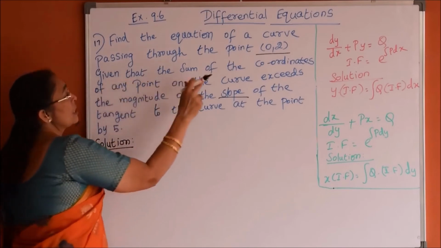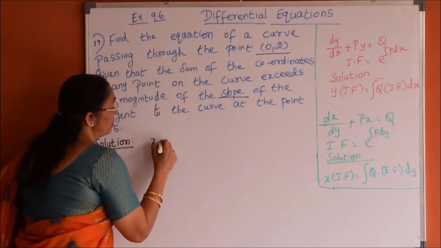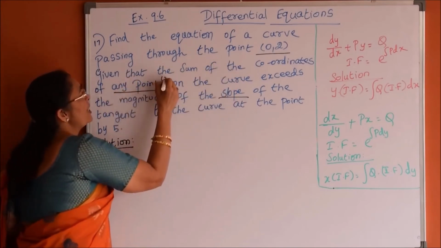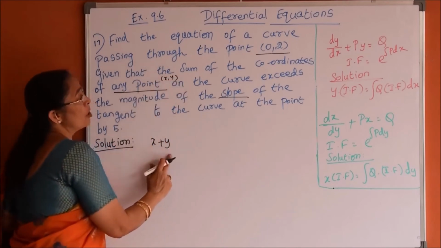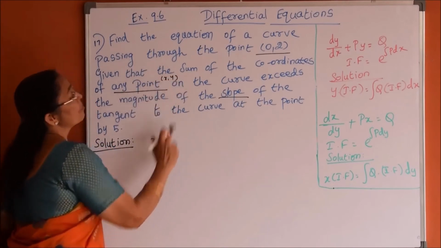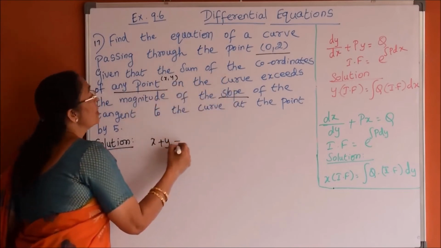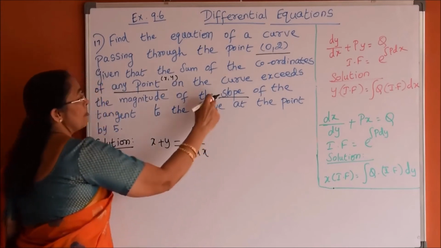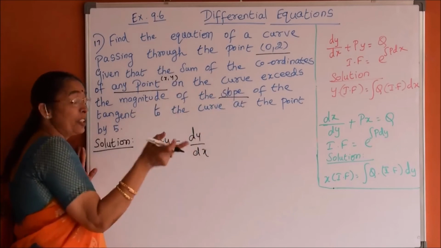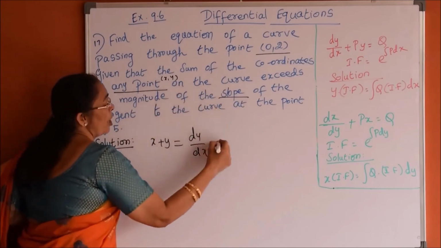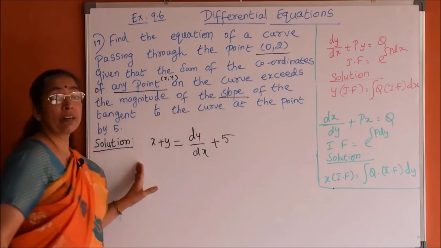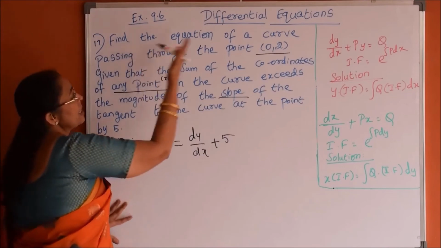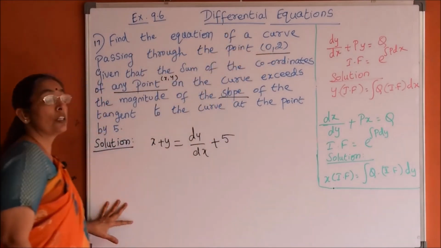Here, given that the sum of the coordinates, that is x plus y, of any point. We consider any point as (x, y). Therefore, the sum of the coordinates, x plus y, on the curve exceeds the magnitude of the slope, the slope at that point being dy by dx, of the tangent to the curve at the point by 5. So, this is our required differential equation. By solving this differential equation, we get the equation of a curve which passes through the point (0, 2).